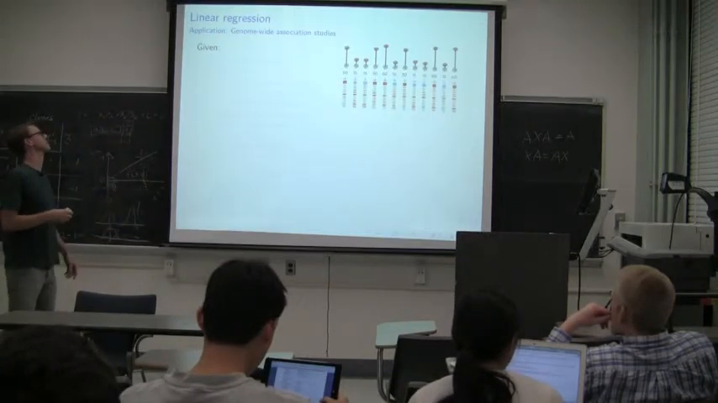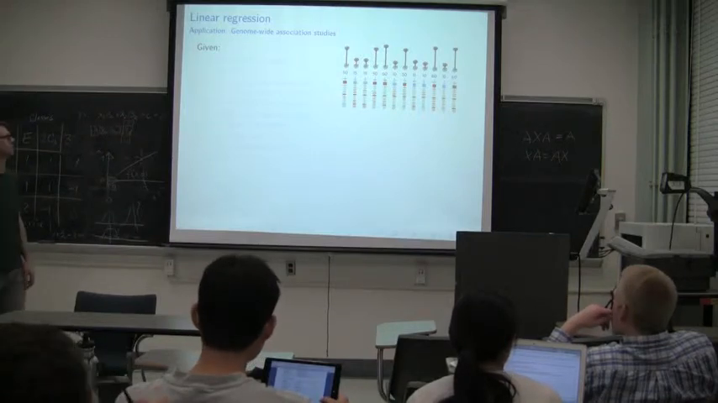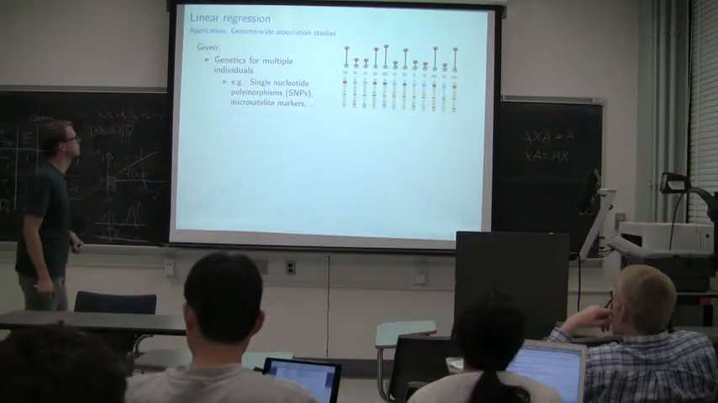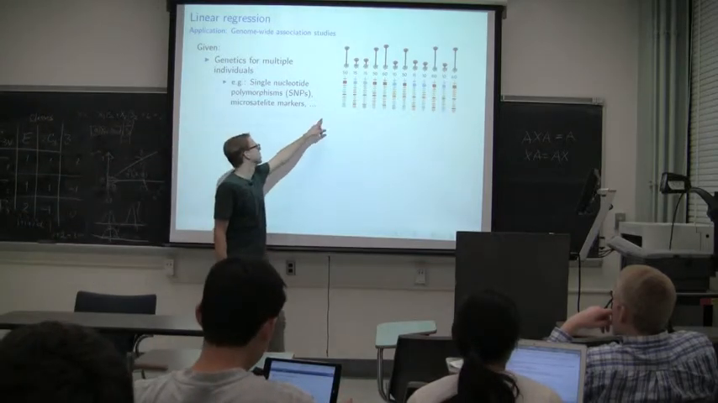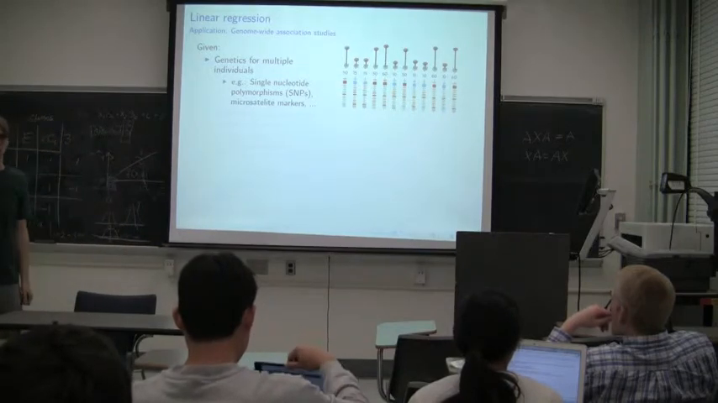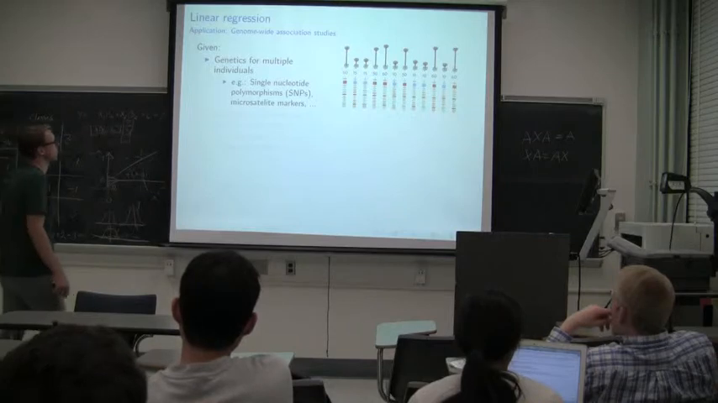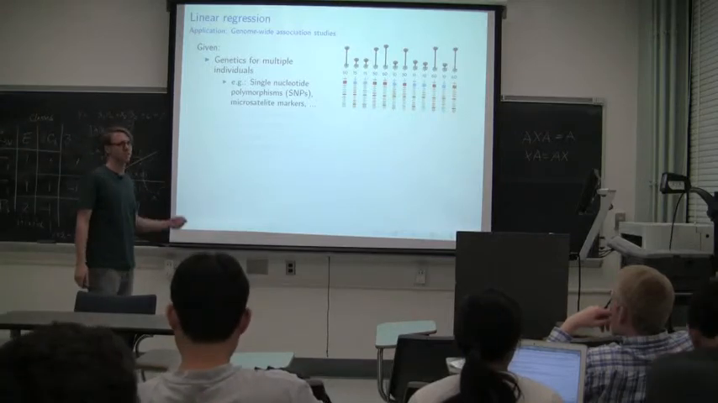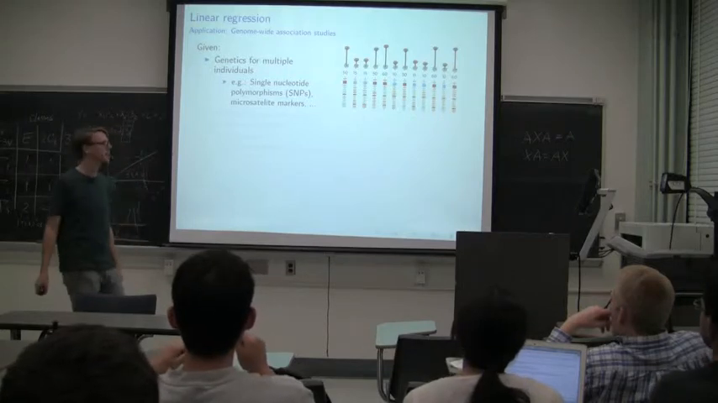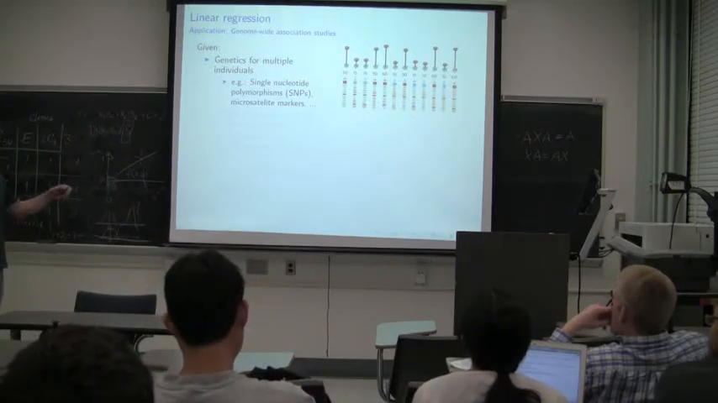Okay, so let's come to an application of linear regression, namely genome-wide association studies. So we said we have the genetics for the individuals, and we measure all the mutations in the genome, or a set of mutations for each of those along the genome. So it's positions in the genome where one individual is different than another individual, and we do that for all the individuals.